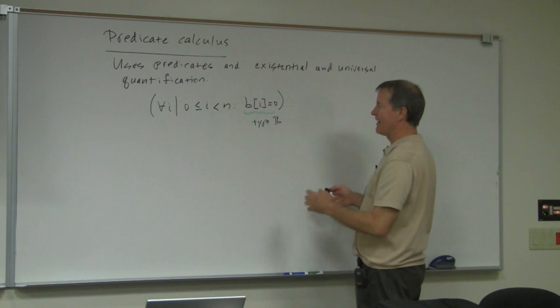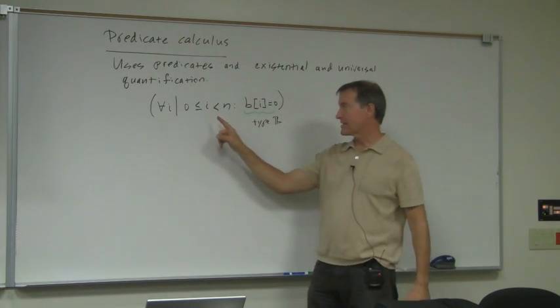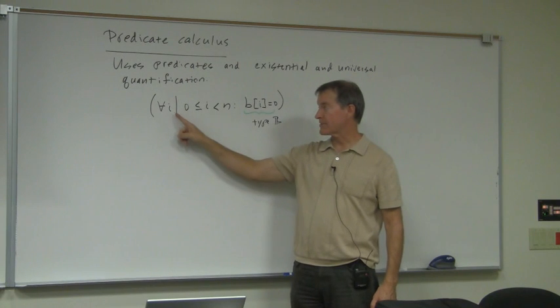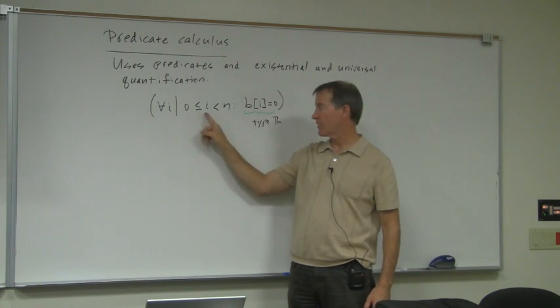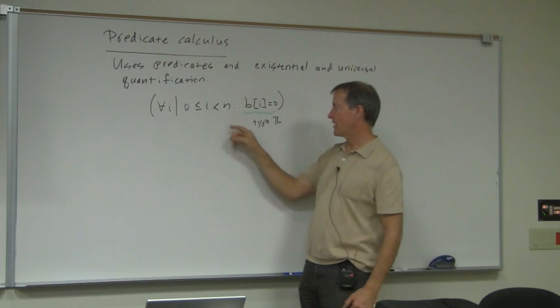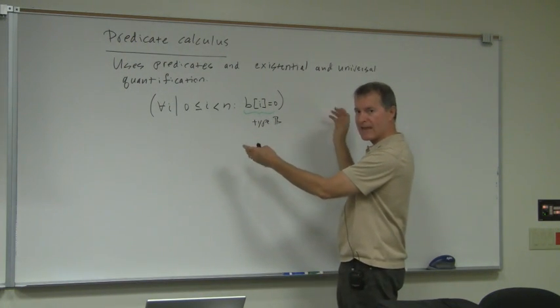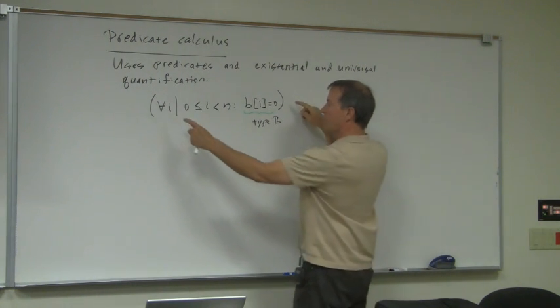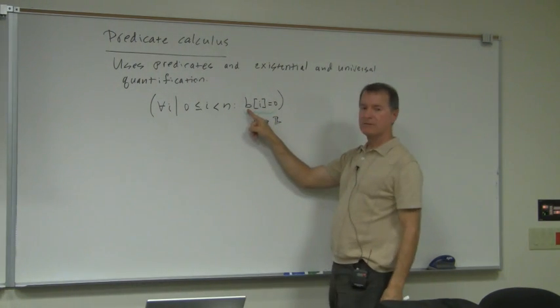Now let me ask you this. Is this I here bound or free? Bound. It's bound because it's bound to this I. This is the dummy variable I. How about this n? Is it bound or free? Free. If you were to expand this out, the n would appear in the final result, right? What about the b? Is it bound or free?